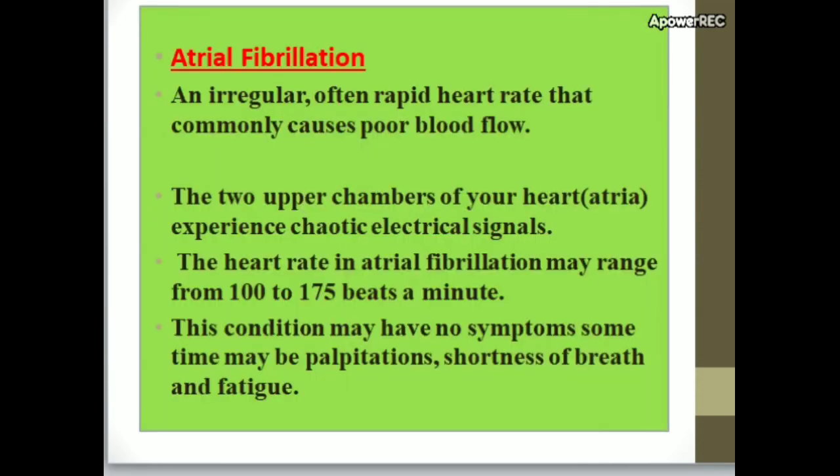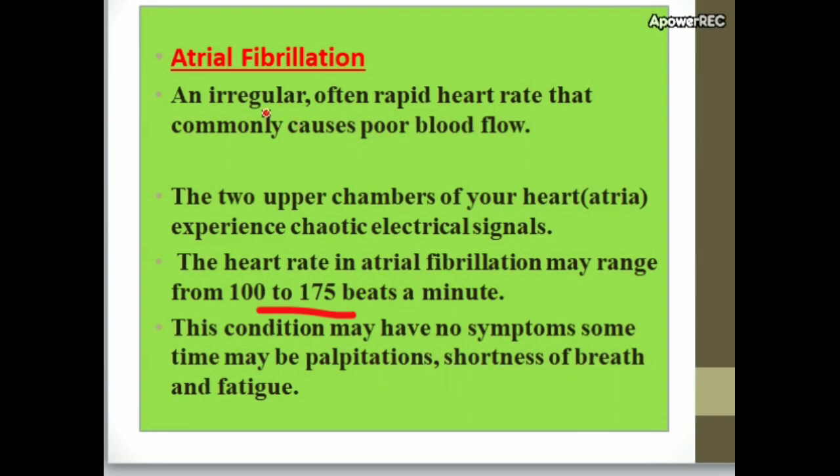Atrial fibrillation is an irregular, often rapid heartbeat that commonly causes poor blood flow. The two upper chambers of your heart, the atria, experience chaotic electrical signals. The heart rate in atrial fibrillation may range from 100 to 175 beats a minute. This condition may have no symptoms. Sometimes there may be palpitations, shortness of breath and fatigue.